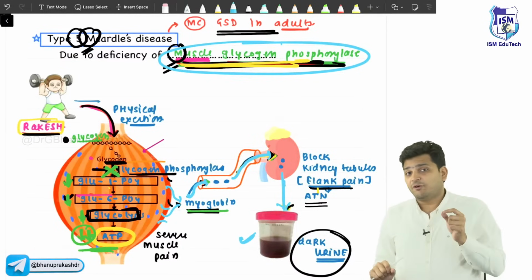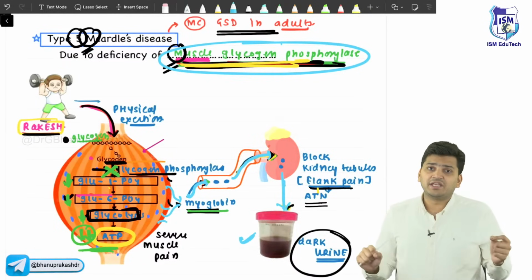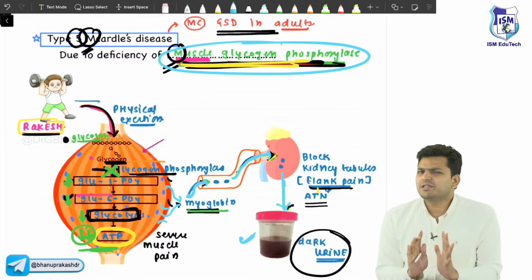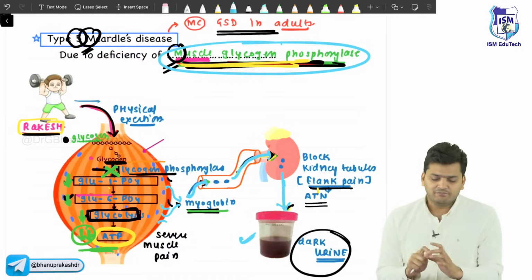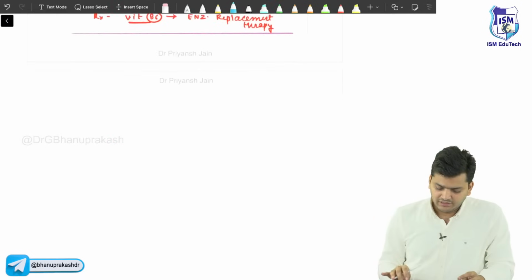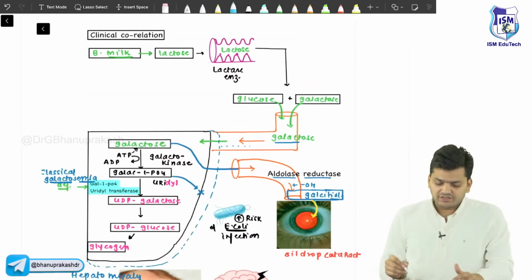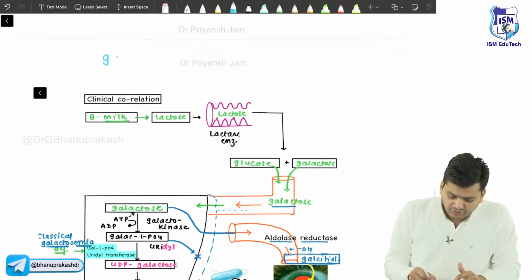Means what? For the treatment of Rakesh, we can give vitamin B6. We've seen that if we give vitamin B6, to some extent, the patient will feel better because this enzyme will start working better. Okay, this is all about the glycogen storage disease. Now let's come to the next molecule, that is galactose.